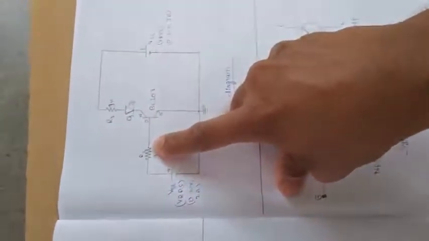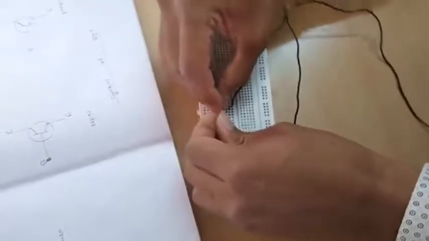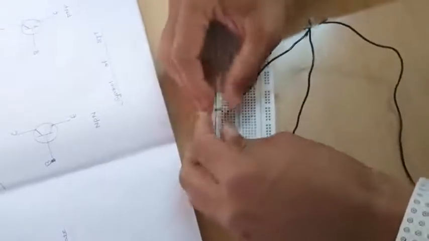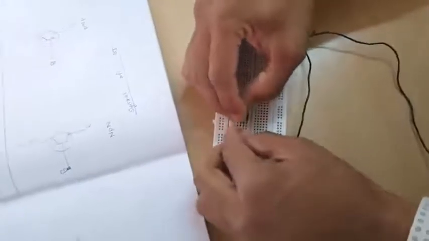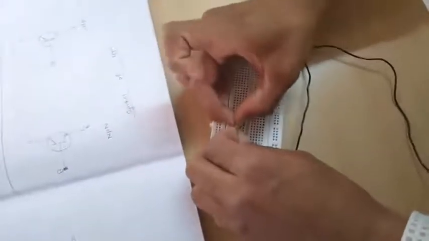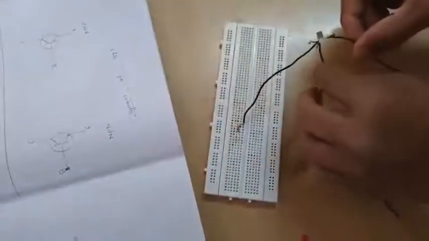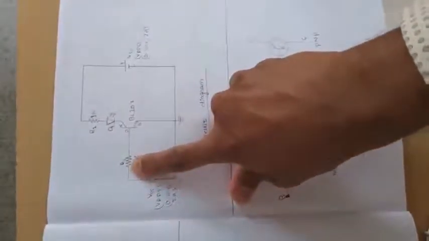And according to the circuit, the base will be connected to the resistor. So I am taking a 1 kilo ohm resistor. Like I said, the vertical points share a common connection. So I am taking the 1 kilo ohm resistor and keeping it here. After giving the connection to the 1 kilo ohm resistor, the other point of the resistor should be given to the positive of the battery.